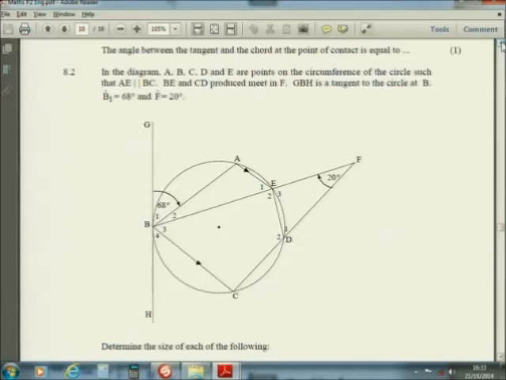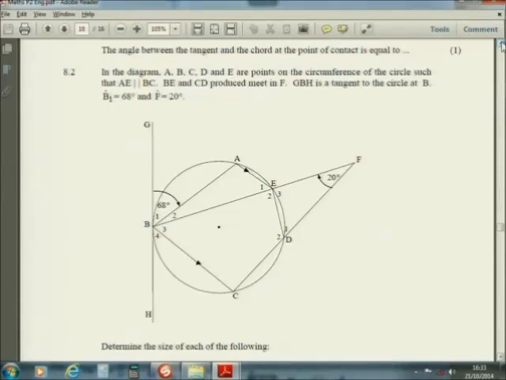GBH is a tangent to the circle at B. Very important. Tangent. What do you know about a tangent? Tangent is perpendicular to radii at the point of contact. The angle between the tangent and the chord is equal to the angle in the alternate segment. Those are key things around the tangent. What do you know about the tangent? Please think about that because of that statement.